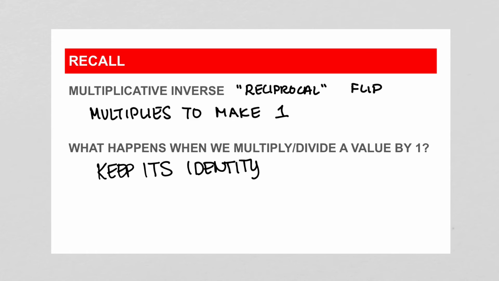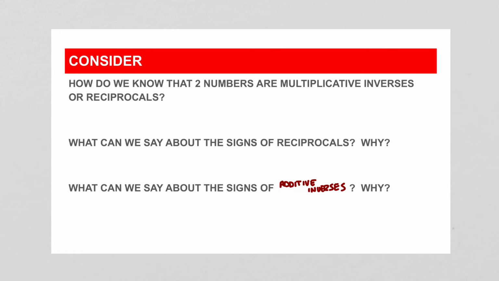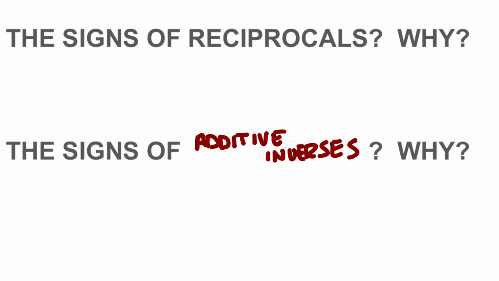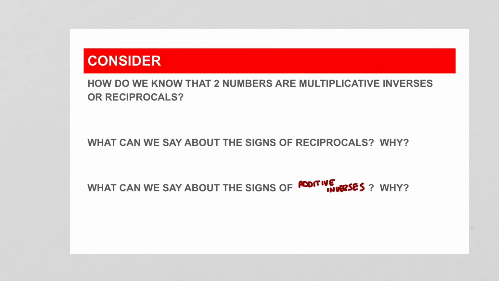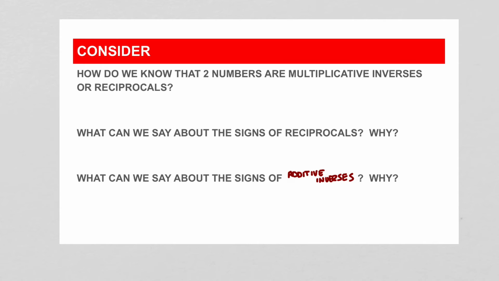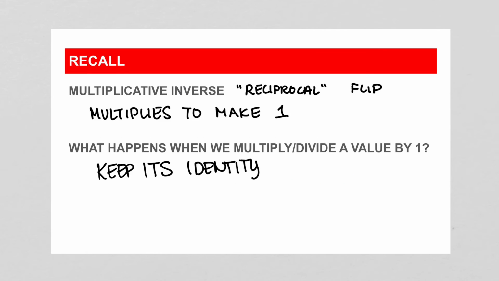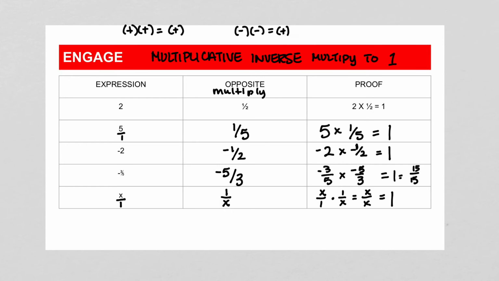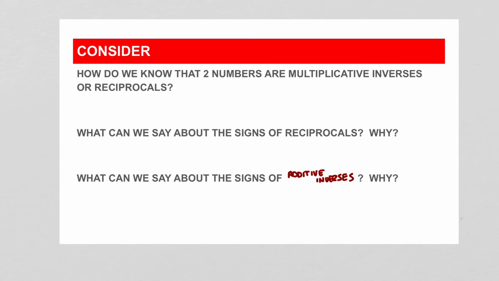Before we work on this slide, I do want you to notice that I made a mistake on your copy, and I fixed it on mine, but you might want to scratch through it. That last one should say additive inverse. So what do we know about two numbers that are multiplicative inverses or reciprocals? Well, if we look back at these, they multiply to give us a value of 1.